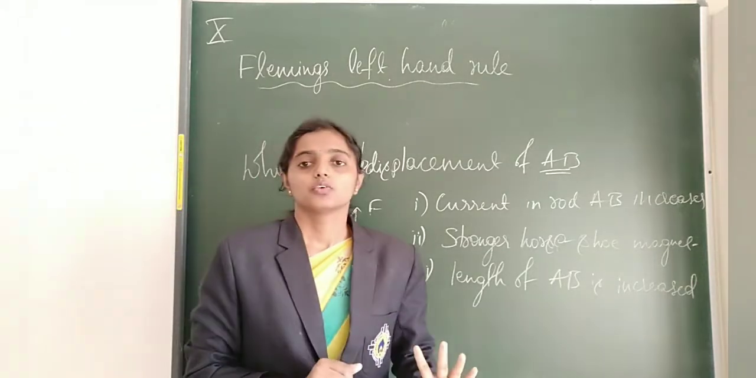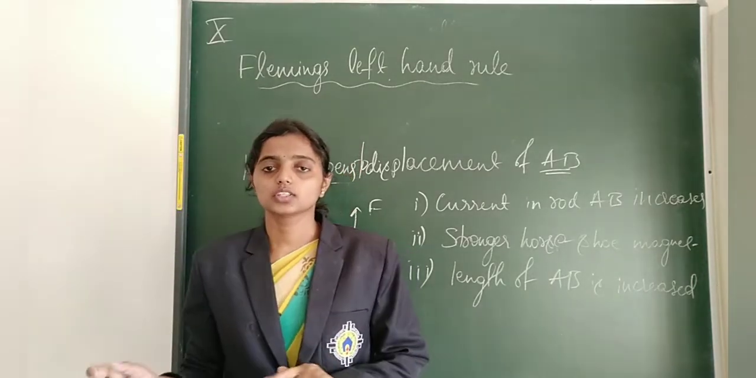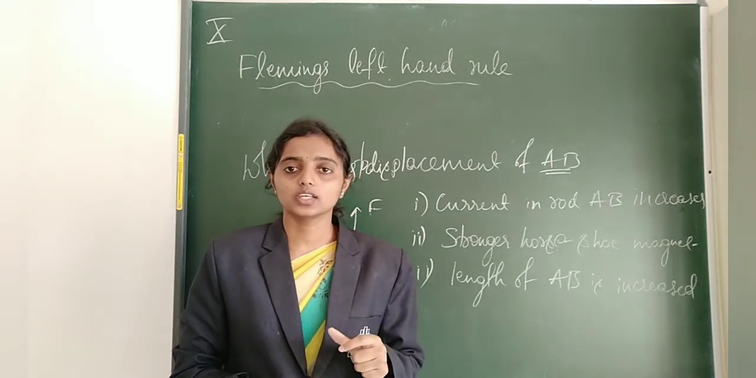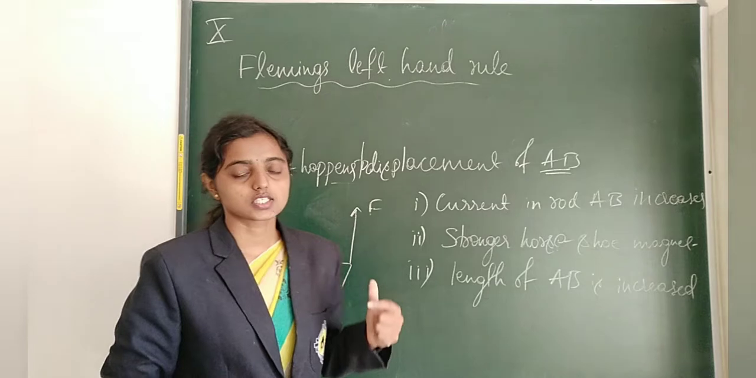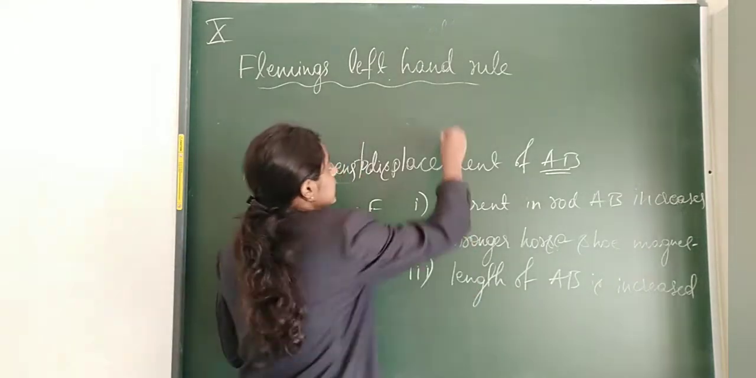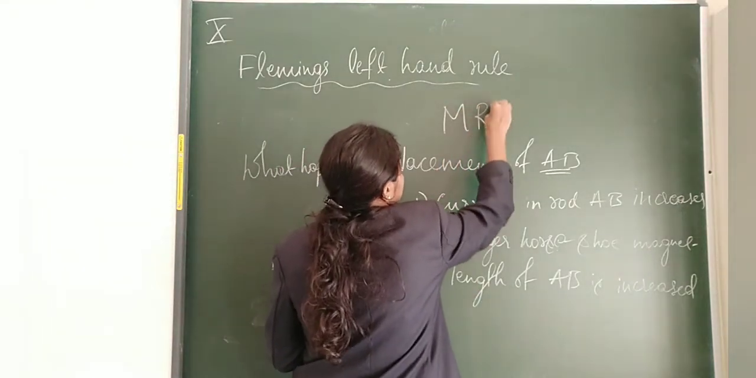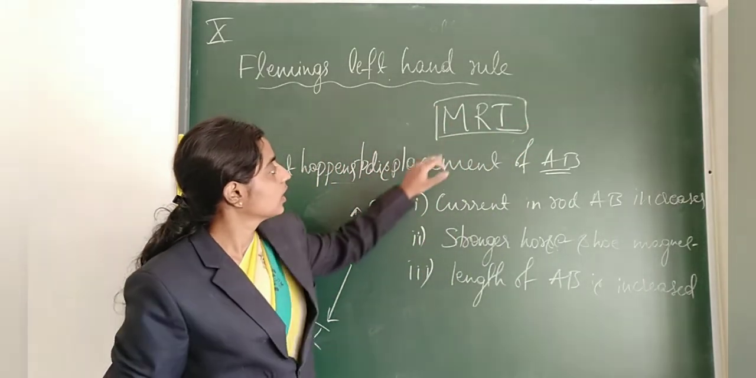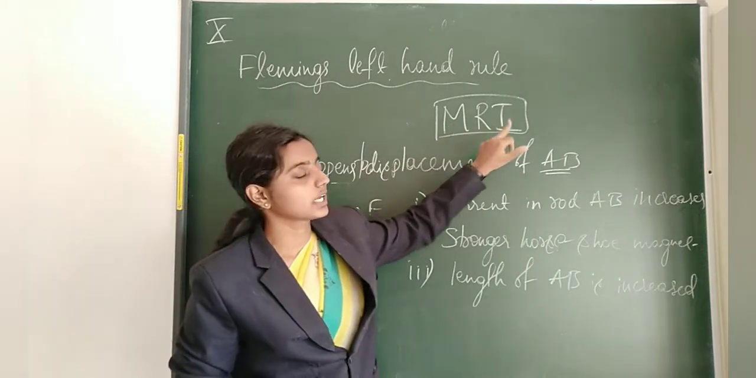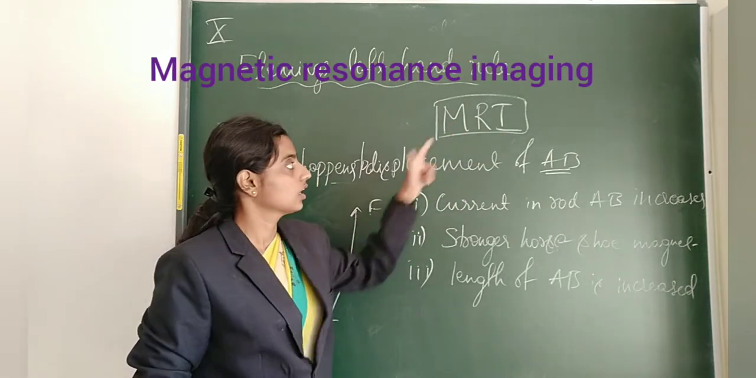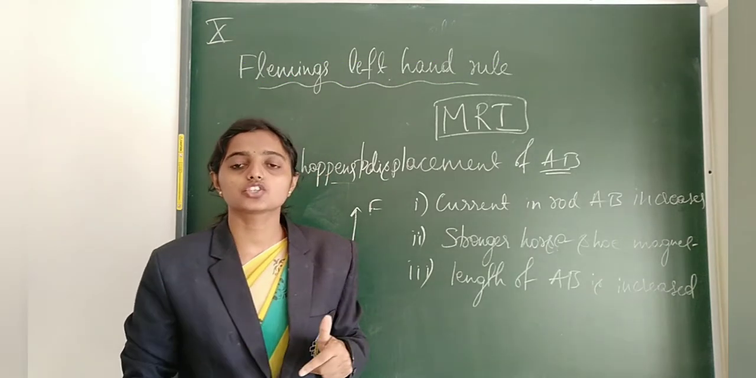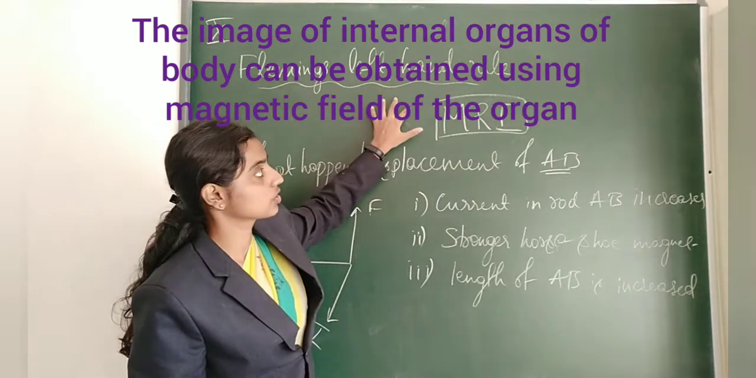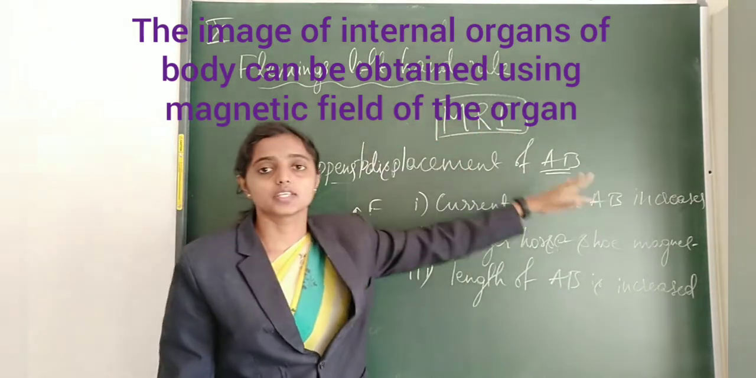Now we'll proceed to the next topic, that is electric motor. Before that, there is one application of this magnetism in the medicine field, that is MRI. I think we have heard of an MRI scan, right? What is that? Magnetic resonance imaging. In this scan, it will give the image of the internal organs of a body. Hence it has a huge use in the medicine field also.